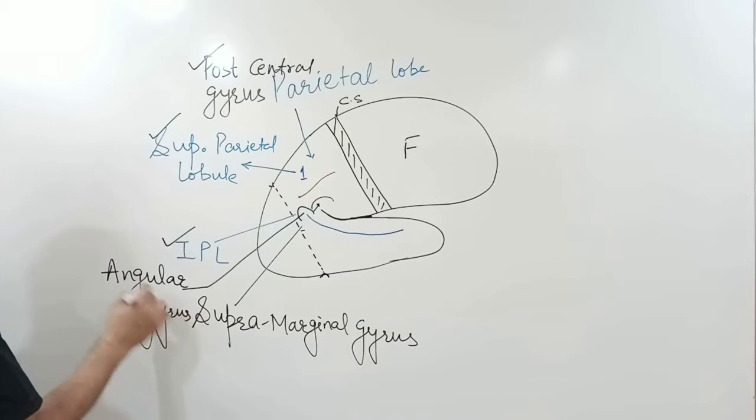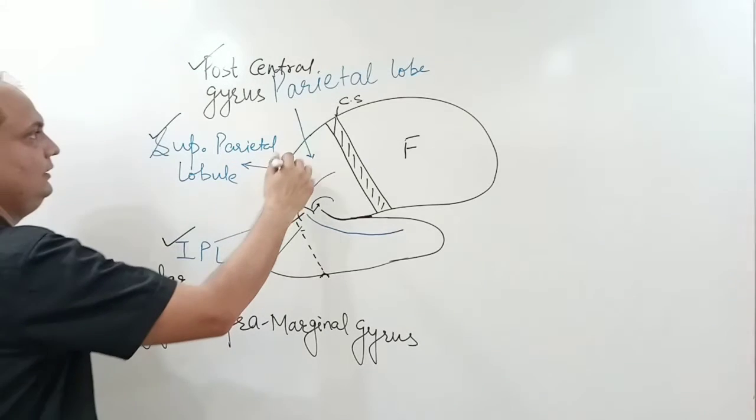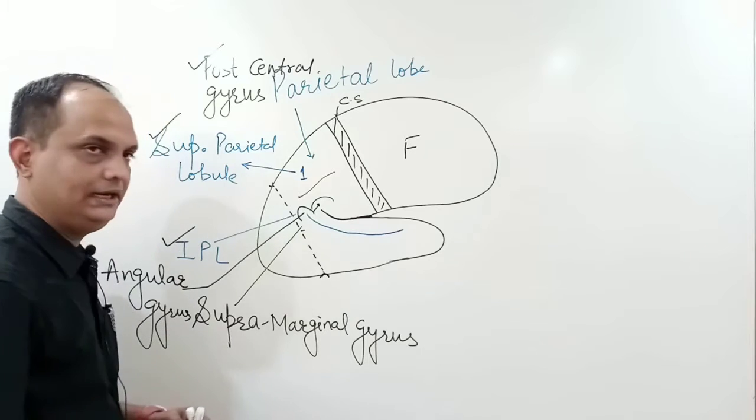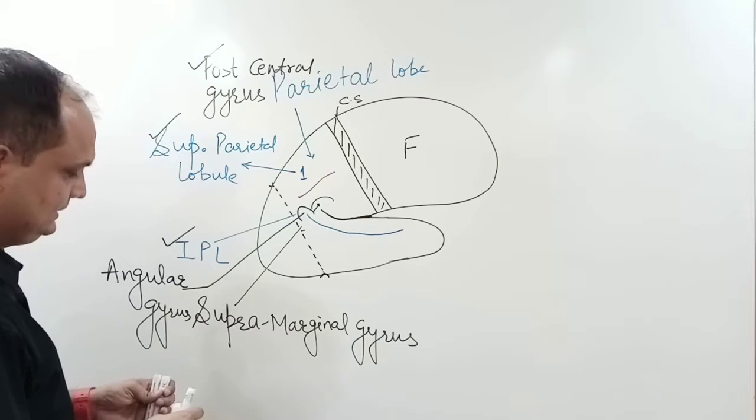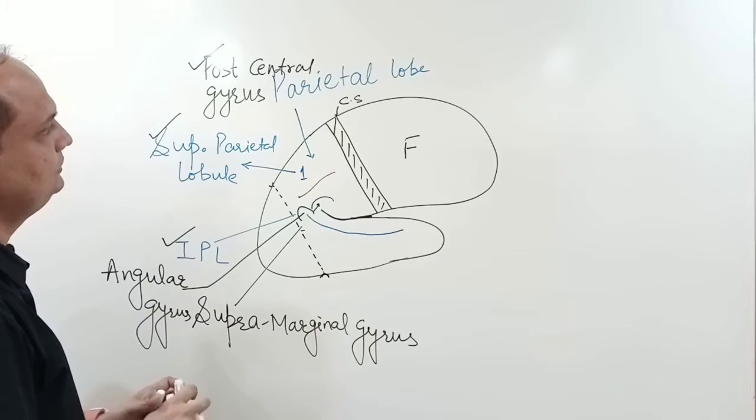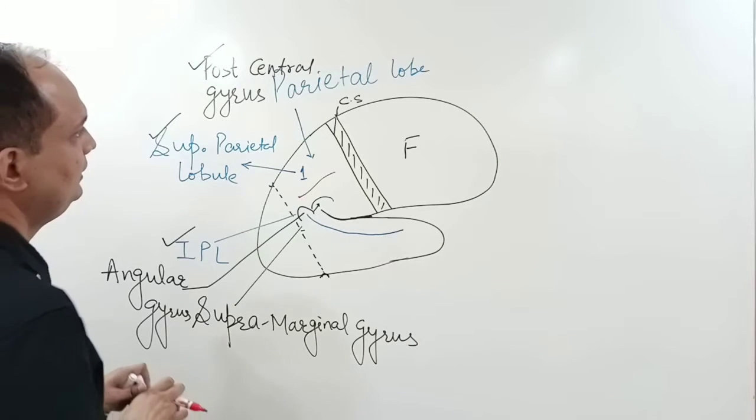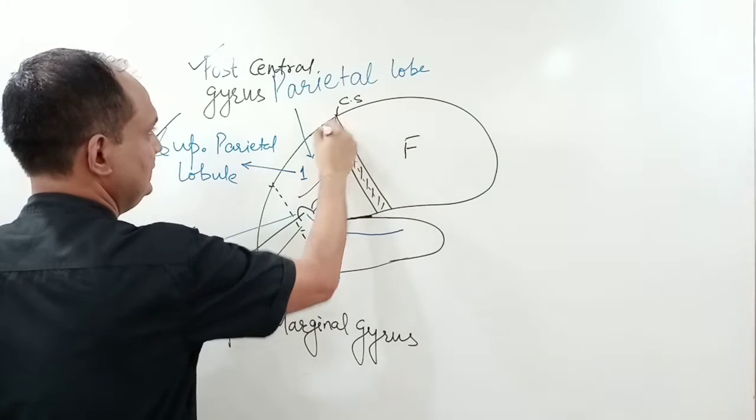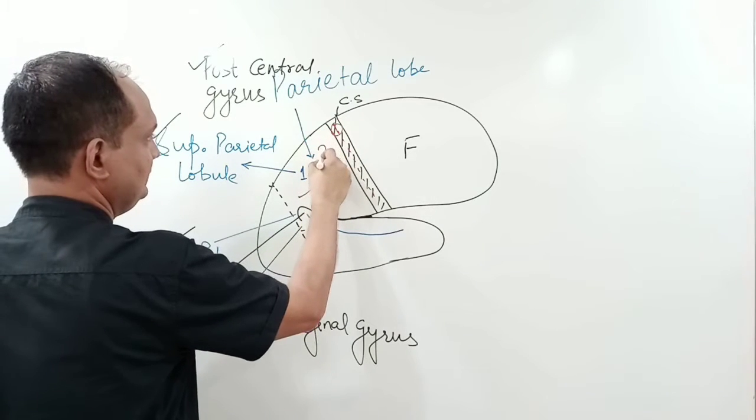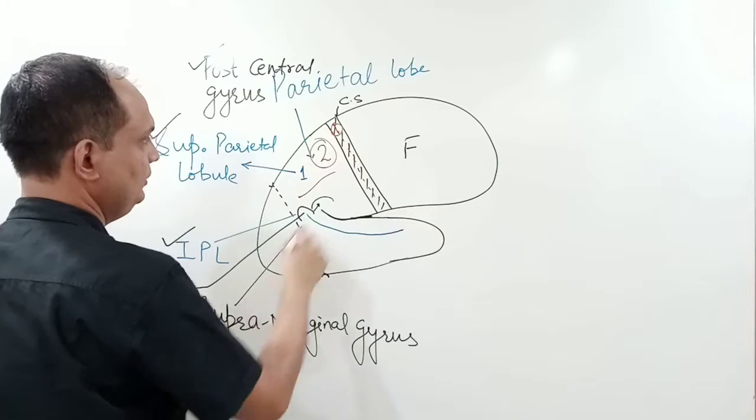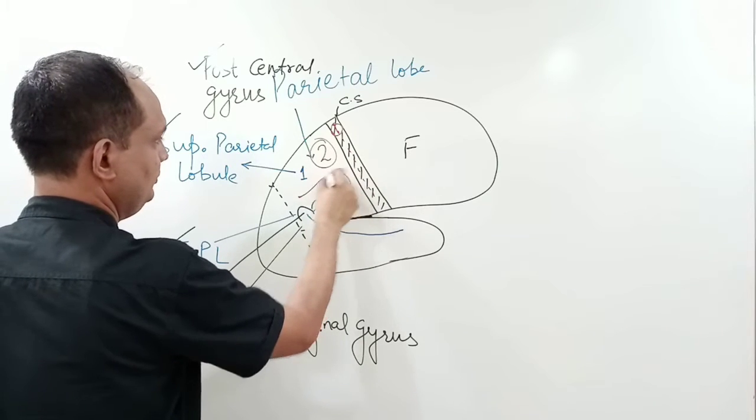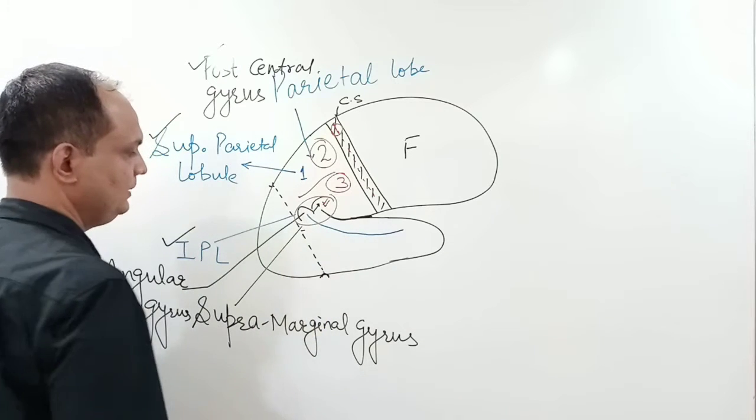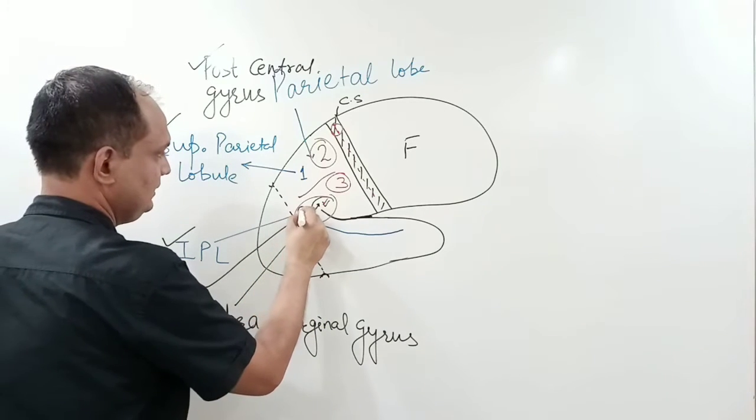So among the named sulci and gyri of the parietal lobe, we will discuss first the areas present in the post-central gyrus, then the area present in the superior parietal lobule, then the inferior parietal lobule, and then these two areas: the supramarginal gyrus and the angular gyrus.